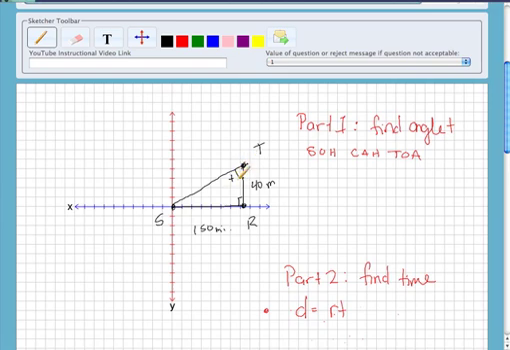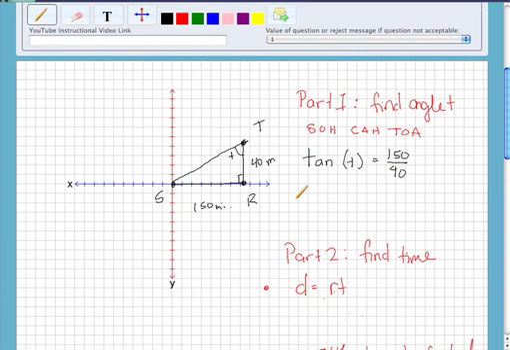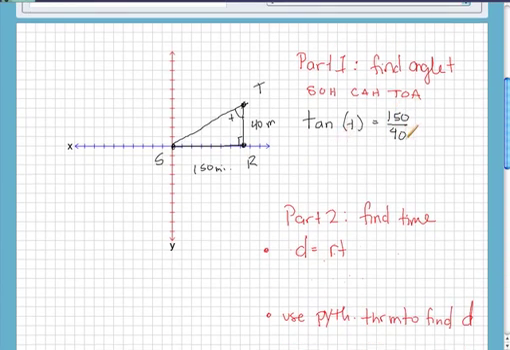So since we're looking at this angle here, the tangent of that angle, t, is going to be the length of the opposite side, which is 150 miles, over the length of the adjacent side. So opposite over adjacent. But we're not actually looking for what the tangent is, we're looking for what t is. Let's go ahead and simplify this here. So we're going to use a tangent inverse function.